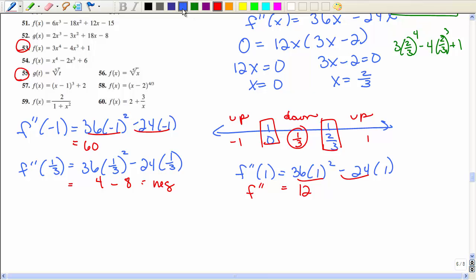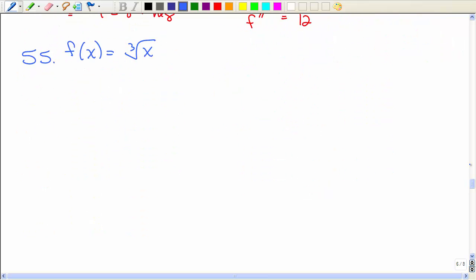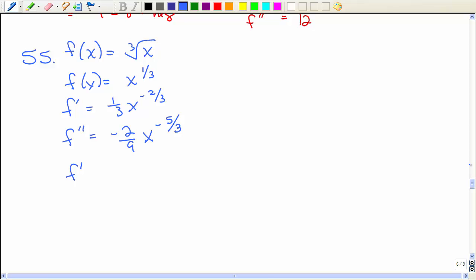Let's look at problem number 55. And I'm just going to use x's here. It just makes it easier. That looks like the cube root, and I'm going to change that to an x. All right, so this is good practice in remembering those exponents. And I think it would be helpful to rewrite this with positive exponents.